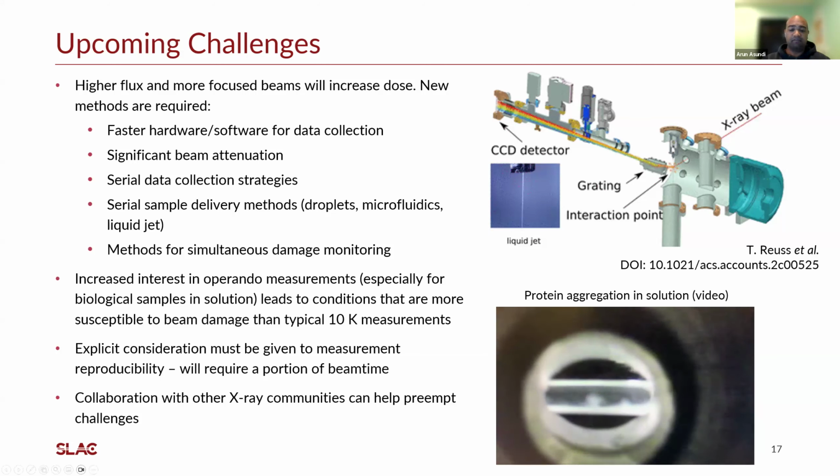Because of these challenges, researchers need to give explicit consideration to measurement reproducibility, which will require a portion of their beam time. We also strongly encourage collaboration with other X-ray communities like XFEL and crystallography. The scientists in these areas have already thought about some of these challenges, and some of their solutions may be transferable here.